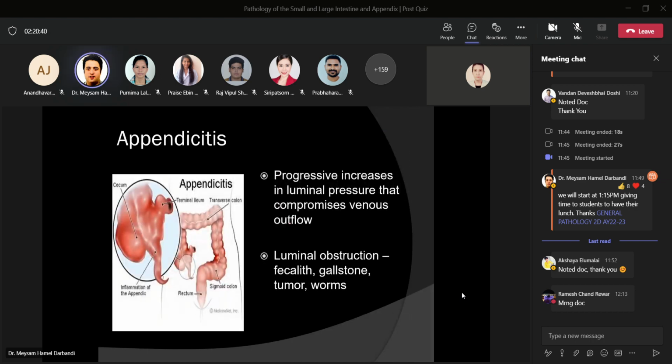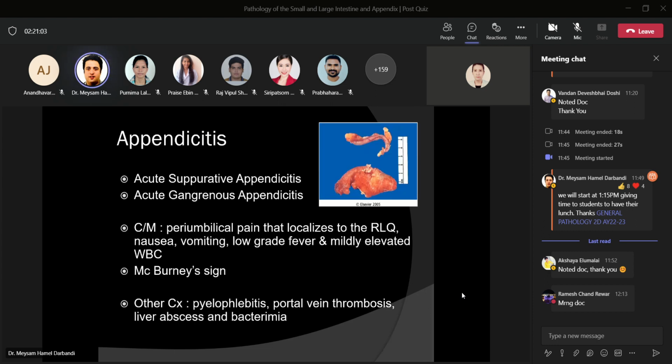So the last one, almost the last one, is appendicitis. Progressive increase in luminal pressure that compromises venous outflow. Luminal obstruction: fecalith, gallstone, and what more about appendicitis? Acute suppurative appendicitis, acute gangrenous appendicitis. Clinical manifestation is periumbilical pain that localizes to the right lower quadrant. Patient will have nausea, you will see lots of cases, vomiting, low-grade fever, and remember about McBurney sign.